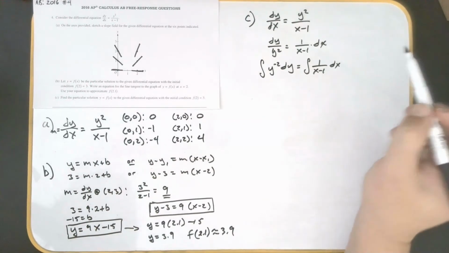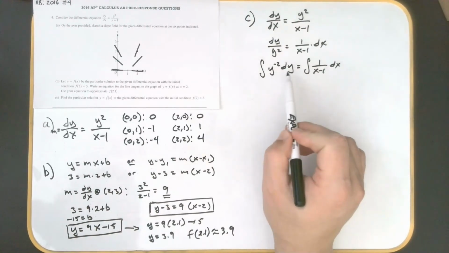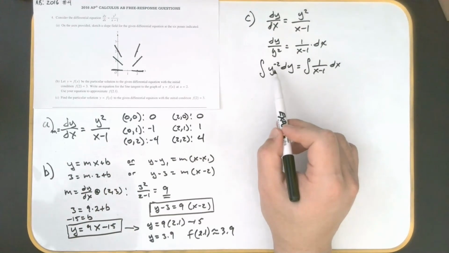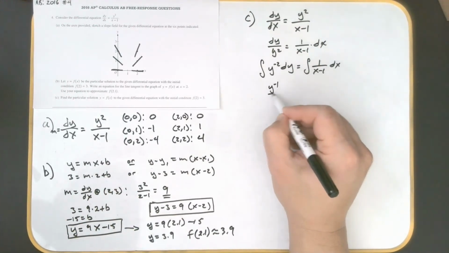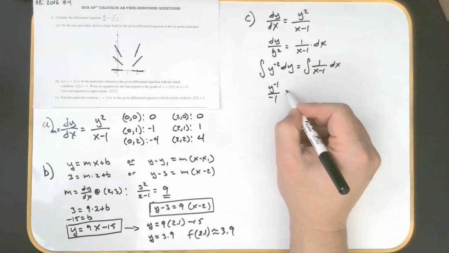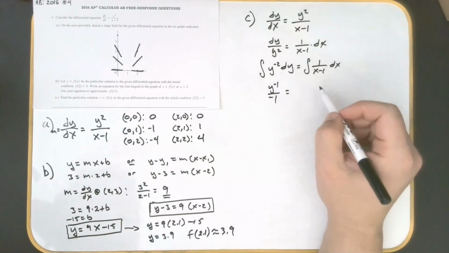So now it's time to integrate. This one, use our power rule of integration. Add 1 to your exponent, divide by your new exponent. You get y to the negative 1 divided by negative 1. And we'll put our plus c with the independent variable side.